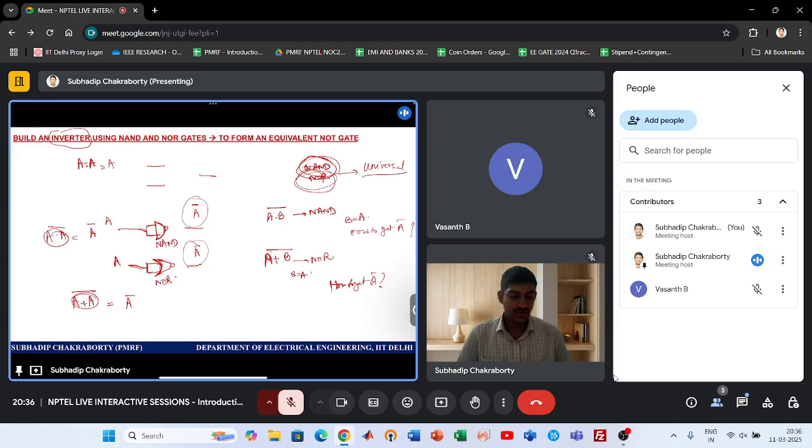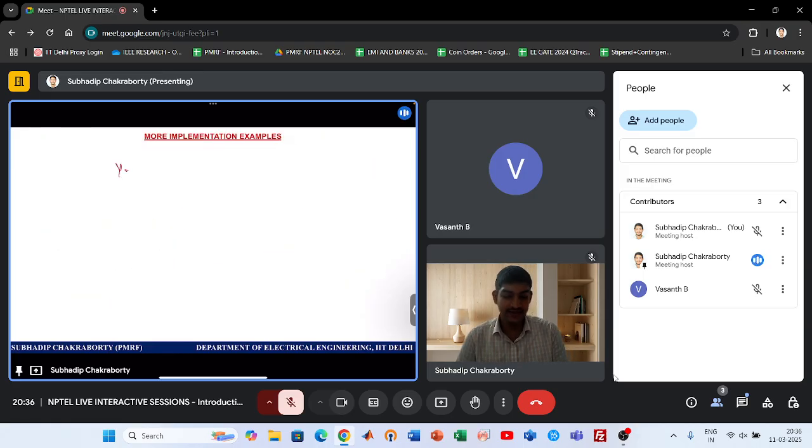So just one more implementation example. Let's say Y is A B bar plus A bar B. That is nothing but an XOR gate. So you use inverters and basic gates to get this. Can you do it?